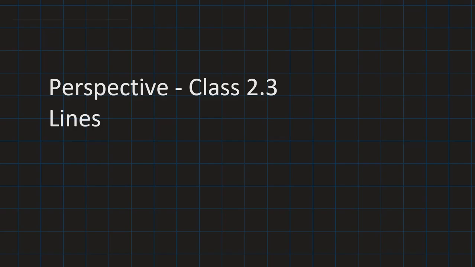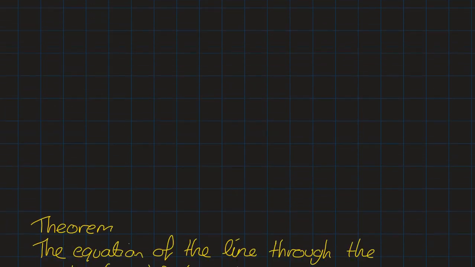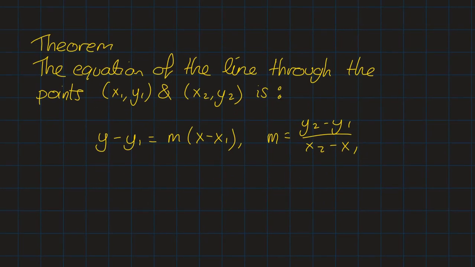In this video we're going to continue talking about lines and pairs of lines. The first thing I want to talk about is an important theorem for calculating the equation of a line. This theorem says that the equation of a line through 2 points, the point x1, y1 and x2, y2, is y minus y1 equals m times (x minus x1), where m is the same thing we said it was in the previous video. It's (y2 minus y1) divided by (x2 minus x1).